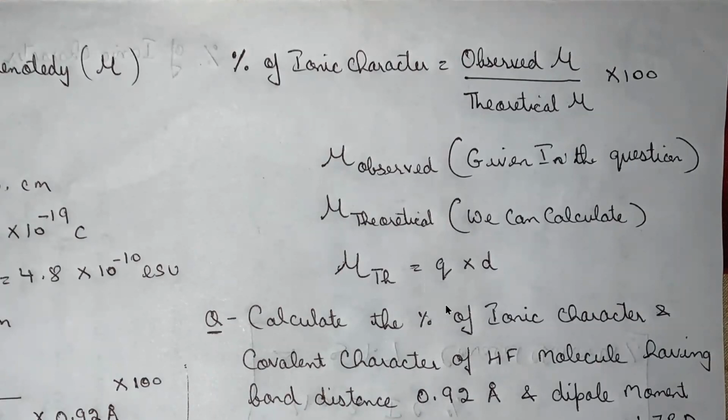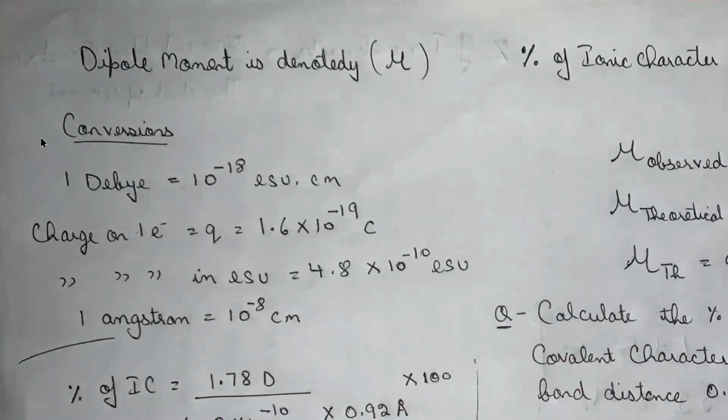But before attempting the numerical, we have to do some conversions. These are the conversions. We know that the unit of dipole moment is debye. 1 debye is equal to 10 raised to power minus 18 ESU centimeter. Charge on electron, after Mulliken experiment, we know that charge on one electron is 1.6 into 10 raised to power minus 19 coulombs. But we have to calculate the charge on one electron in ESU, which is equal to 4.8 into 10 raised to power minus 10 ESU.